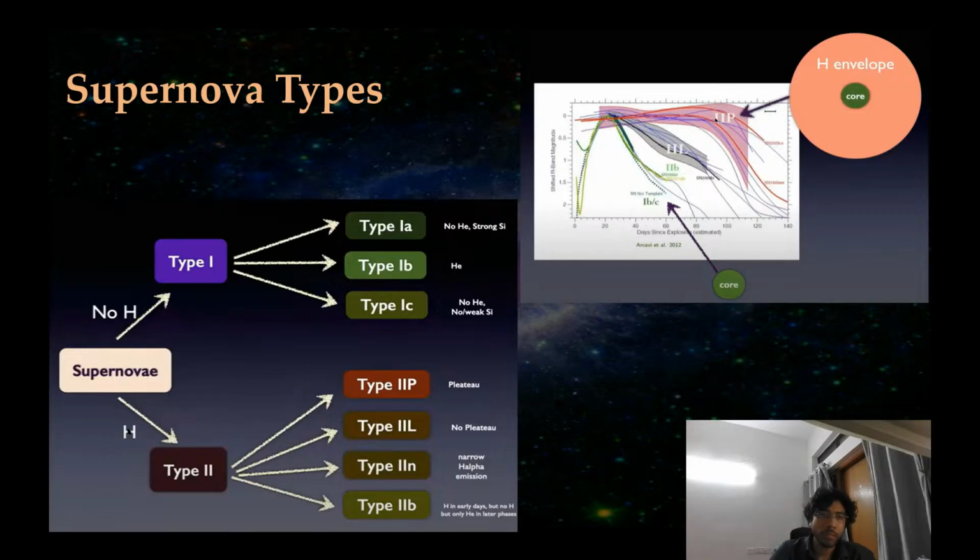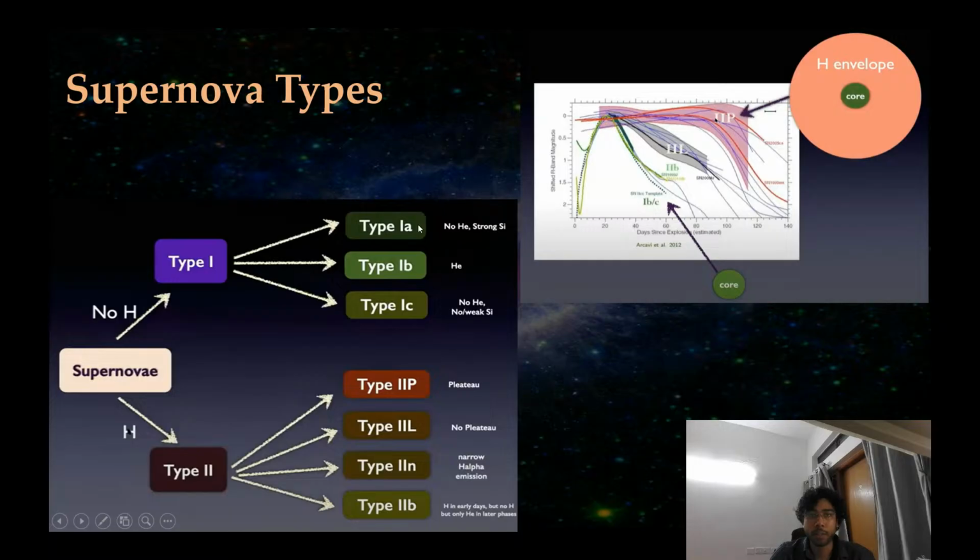So type 1 supernovae are those stars which have no hydrogen, because they have lost all the hydrogen in their envelope due to winds and other processes. Whereas type 2 supernovae are those stars which have hydrogen in their envelope, and therefore we see those hydrogen lines in their emission spectrum. Now, type 1 are further classified as type 1A, 1B, 1C, on the basis of helium lines, actually.